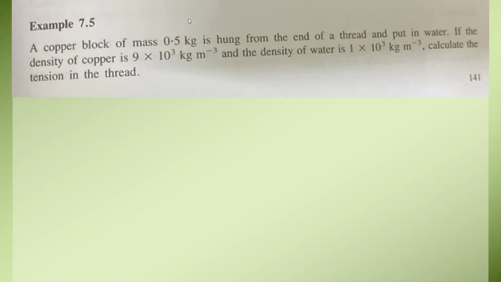Okay. Now example 7.5: a copper block of mass 0.5 kilogram is hung from a thread and put into water. The density of copper is 9,000, or 9 exponent 3. The density of water is 1 exponent 3. Calculate the tension. So first we have to draw a diagram for this.